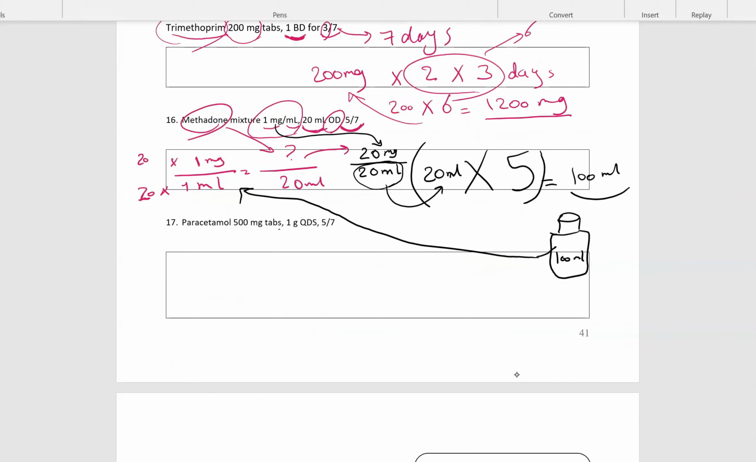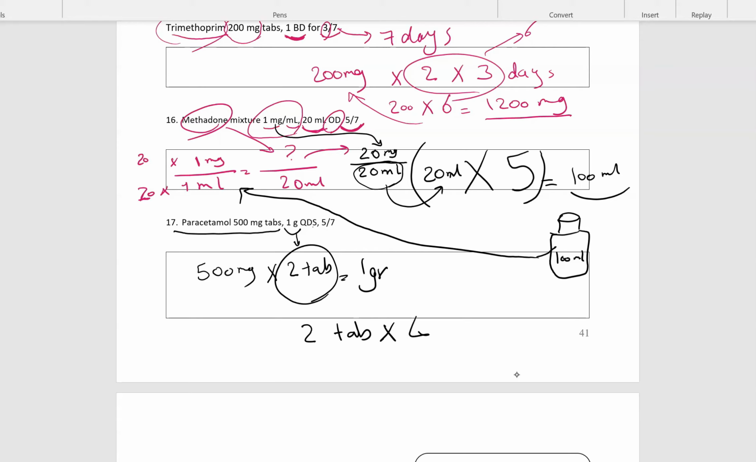Paracetamol. One tablet of paracetamol is 500 milligram. So we need 1 gram. What is the meaning of 1 gram? It means that 2 tablets equal 1 gram, 4 times a day. So 2 tablets for 4 times. And how long? For 5 days. So 40 tablets we need to supply.